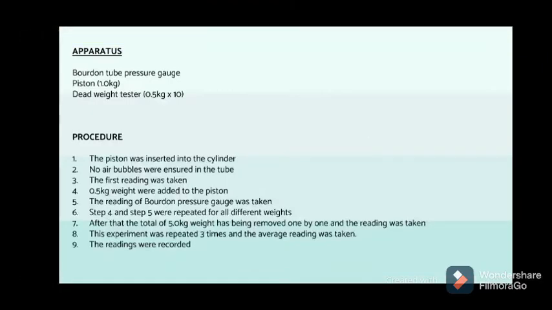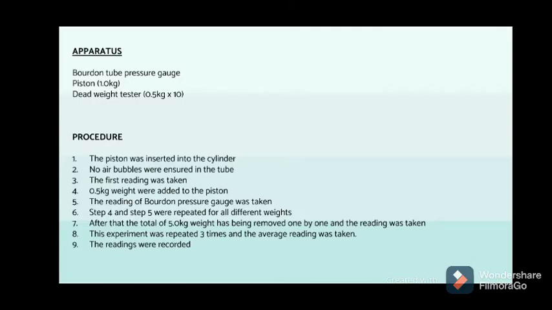So the apparatus needed is a Bourdon tube pressure gauge, a piston of 1 kilogram, and a dead weight tester with 0.5 kilogram weights. The procedure: first, the piston was inserted into the cylinder. Second, we ensured there were no air bubbles in the tube.